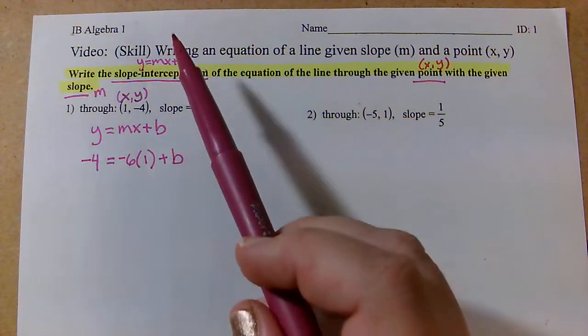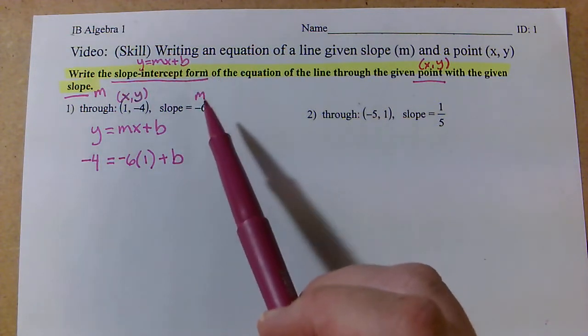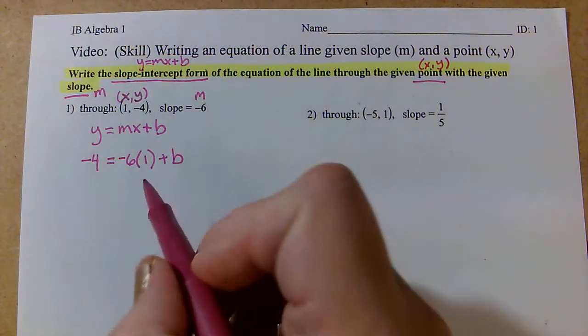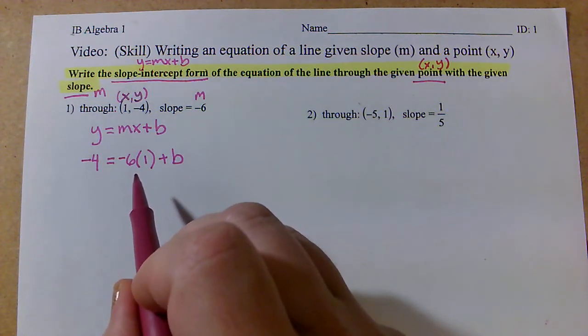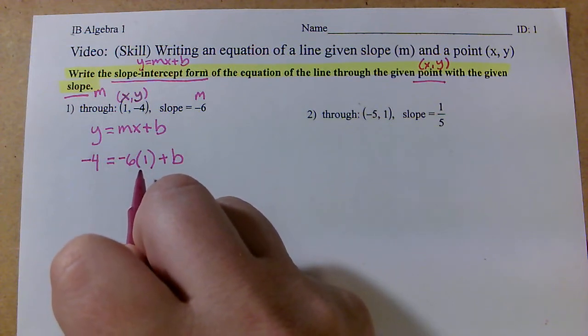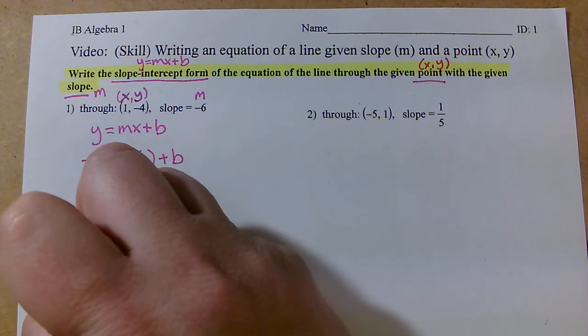In order to write this y equals mx plus b form, I need to know the slope and I need to know the intercept. I have the slope right now, but I'm trying to find the intercept. So the way I do that is I take this equation and I follow my PEMDAS and I use my inverse operations to solve for b. First I notice that I have this -6 and 1 next to each other, so I'm going to go ahead and multiply those. I'm going to rewrite my equation.